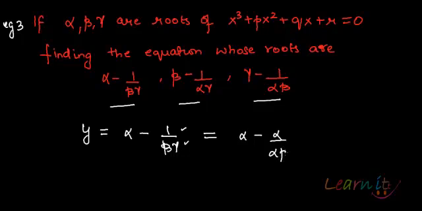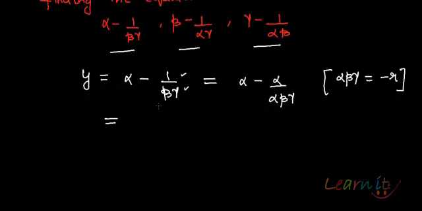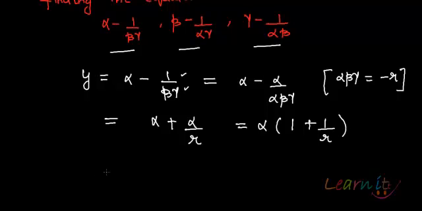So these two terms are absolutely equal, right? Now what I know is that alpha beta gamma equals minus d upon a, so it will be minus r, because this time the whole equation is in positive terms. So what do I have here? Alpha minus alpha upon minus r, in fact this becomes plus because I have a minus r here. So I can take alpha common and this becomes alpha times 1 plus 1 upon r, correct?